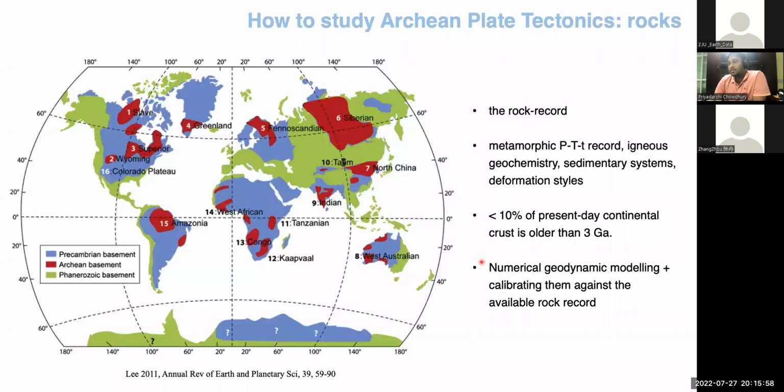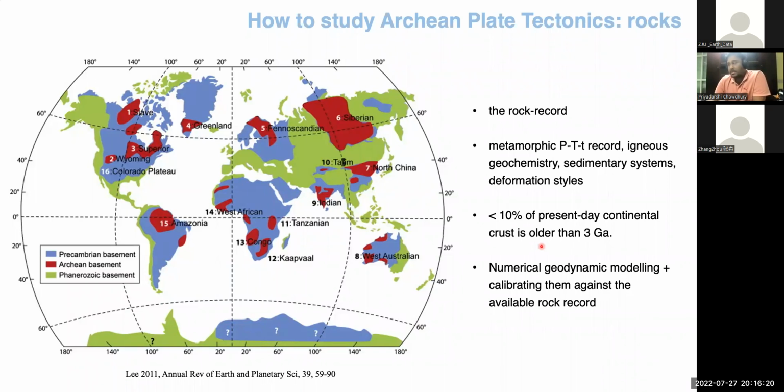Now, we do have some rocks of that age, like Archean, preserved, although it's not an awful lot, because as you go back in time, the rock exposures also decrease. Approximately less than 10% of the present exposed rocks are older than 3 Ga. And this poses an inherent limitation to our understanding.